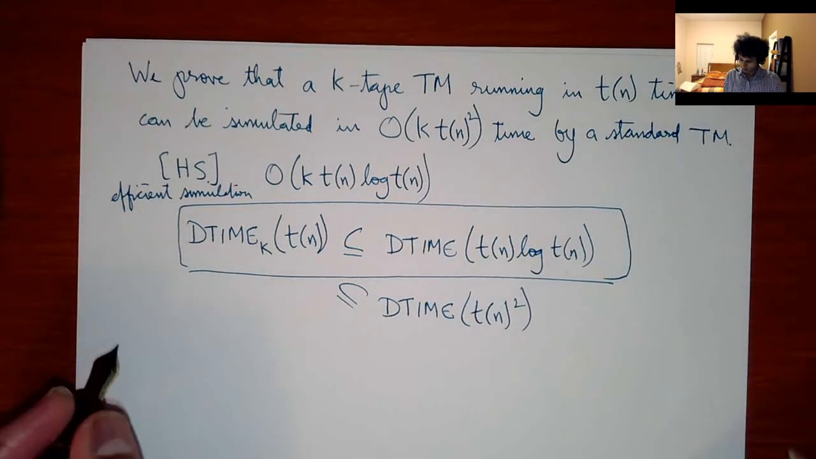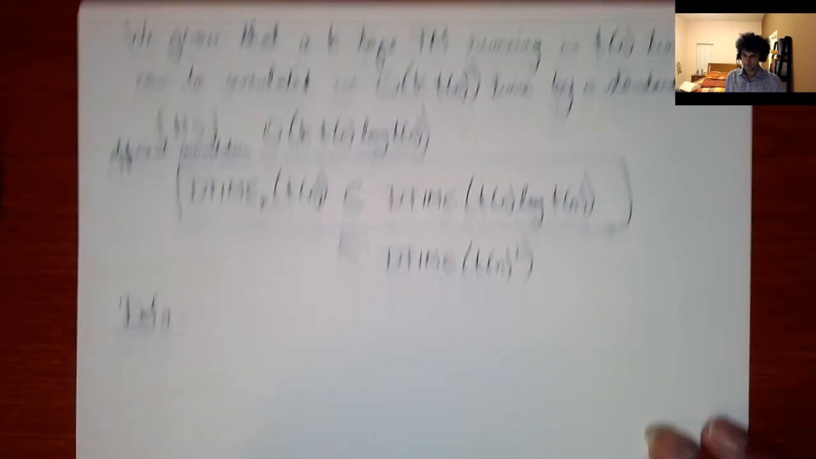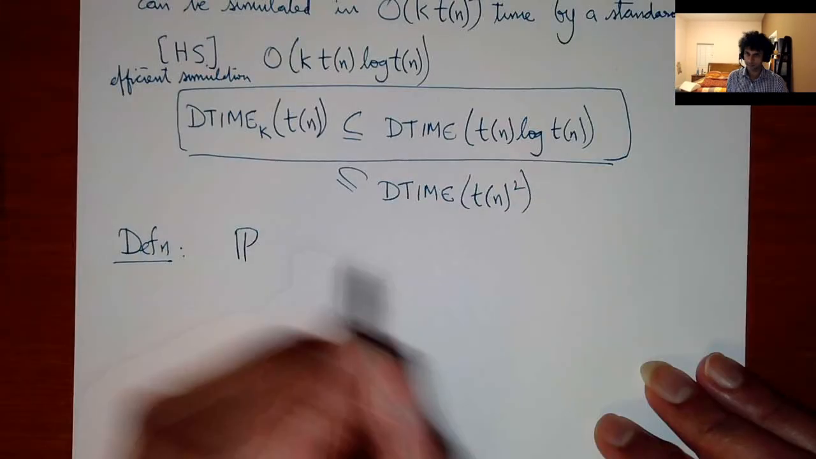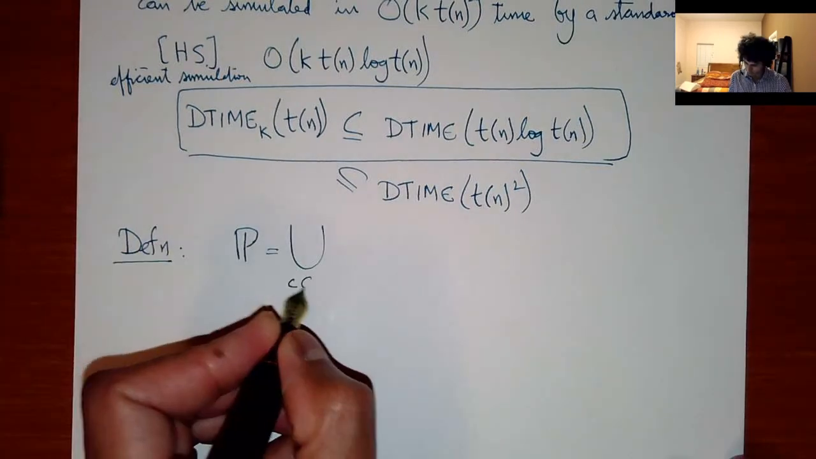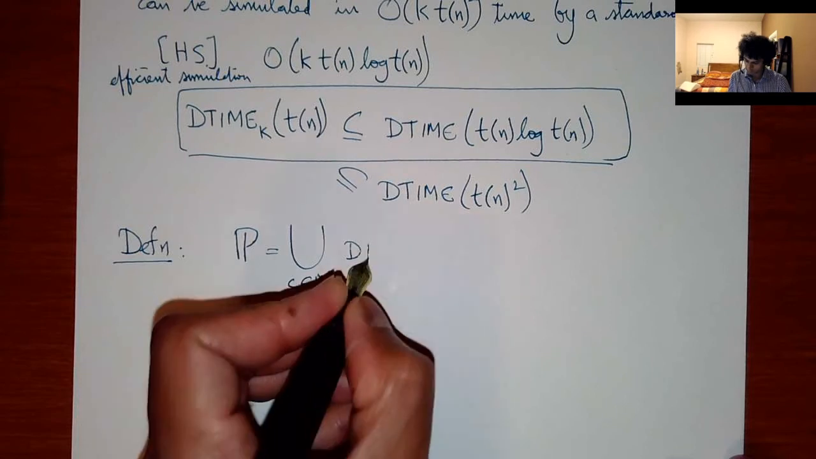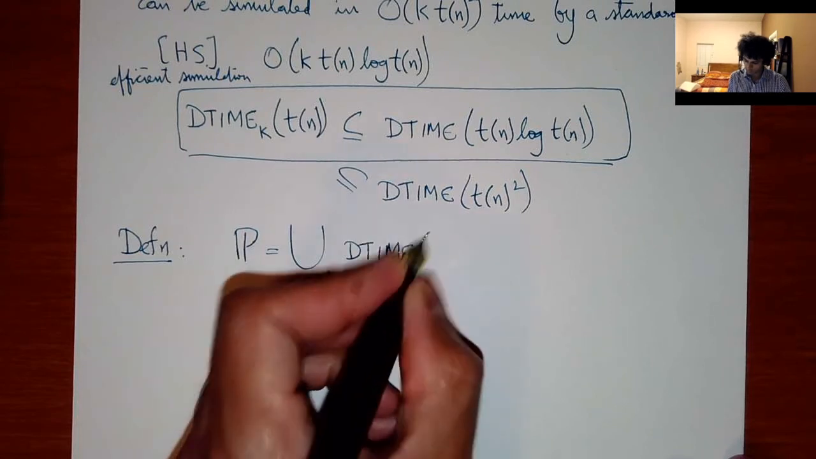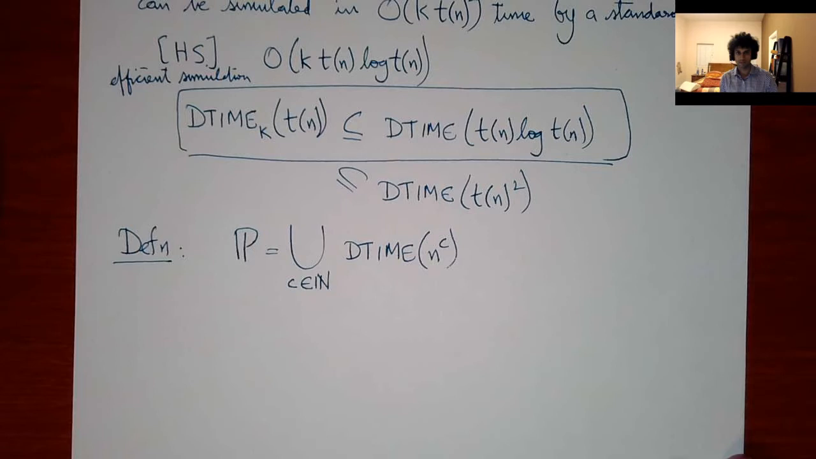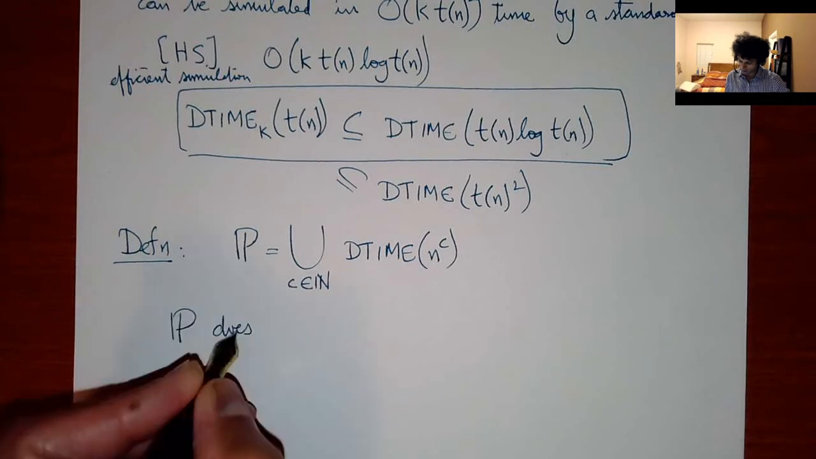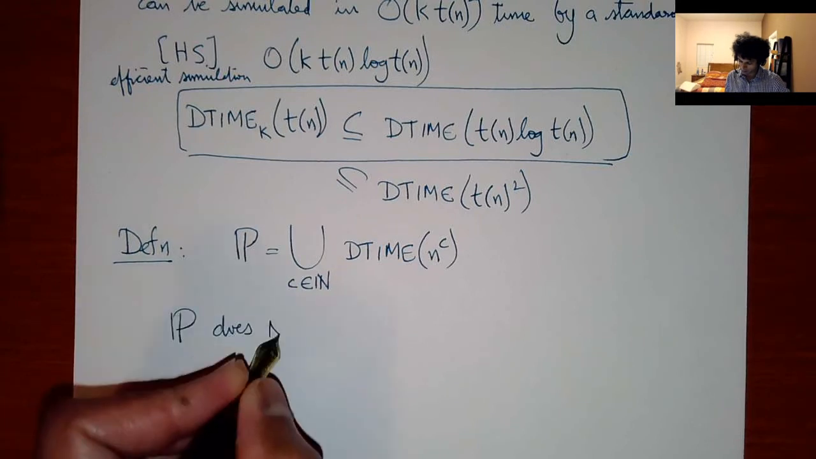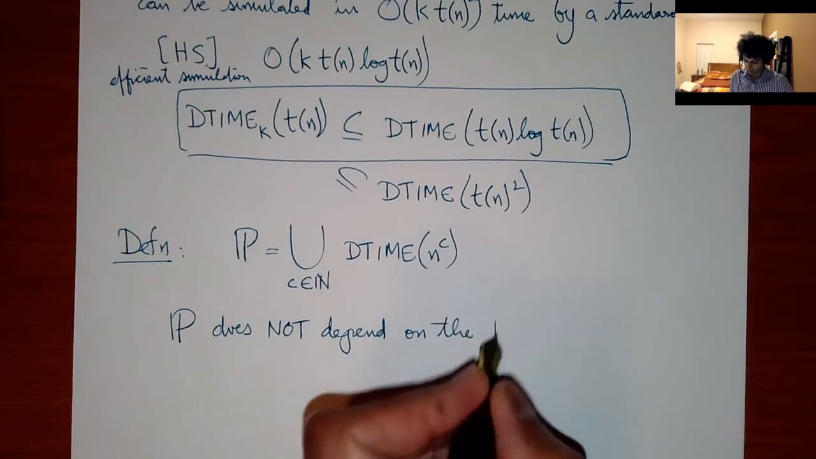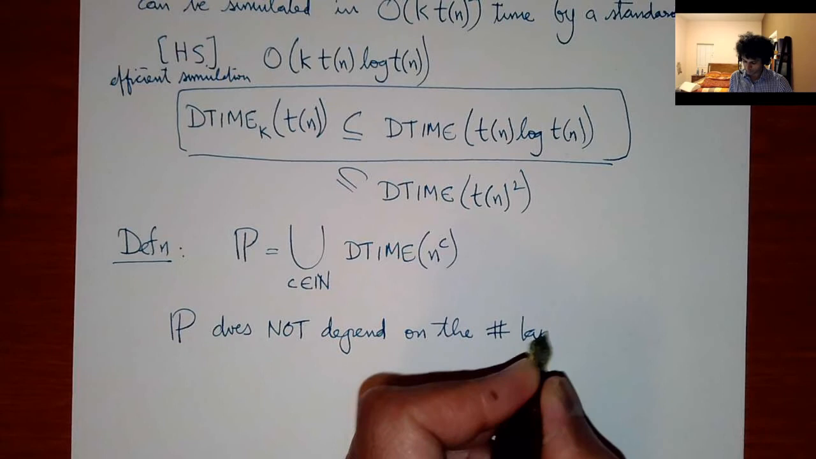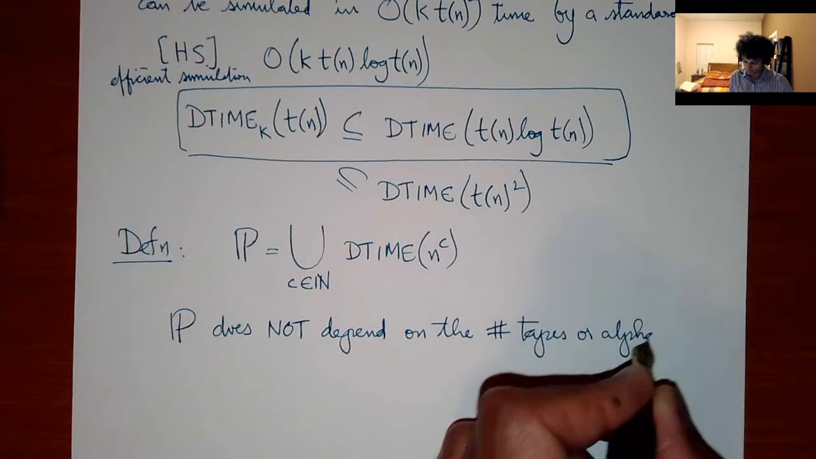And so now let me define the class P. And so P is the union over all natural numbers c of DTIME n to the c. Okay? And what is important to note is that P does not depend on the number of tapes or the alphabet size.